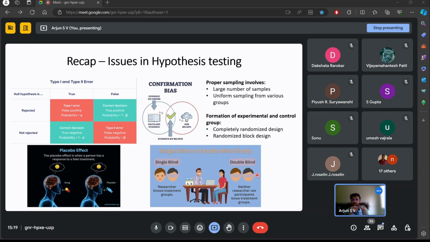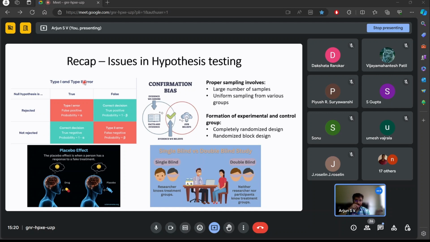First of all, we start with type 1 and type 2 errors in hypothesis testing. These are quite simple. A type 1 error is an error where the null hypothesis is true, but it is rejected by the test. Whatever statistical test we are doing, if it rejects the null hypothesis when it is true, that's when a type 1 error occurs.